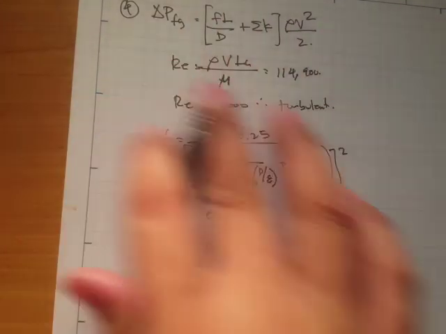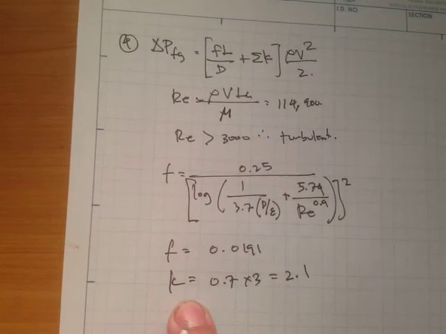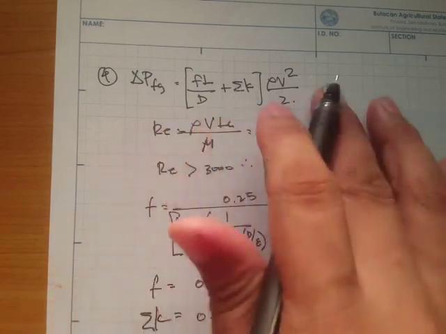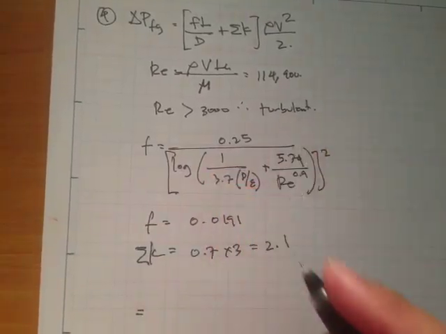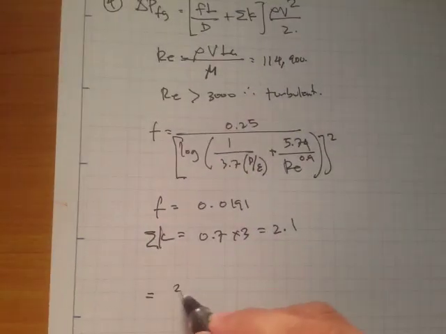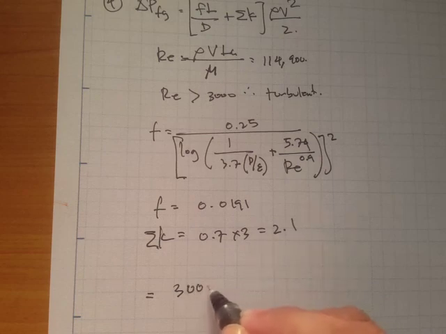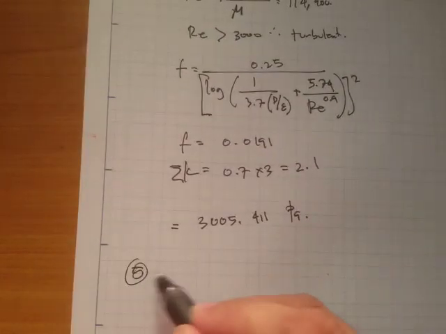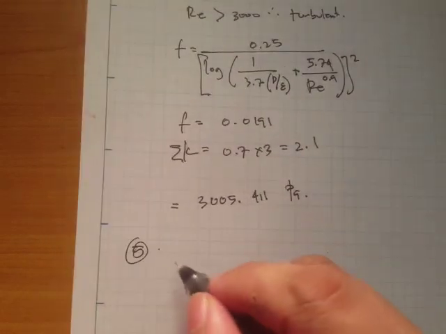Therefore, if you substitute the values of f and the summation of K, and also the values of the velocity, diameter, and the length, and everything, what you get is 3,005.411 pascals.